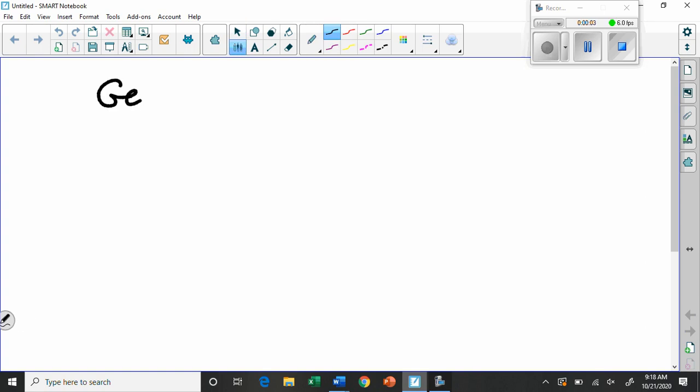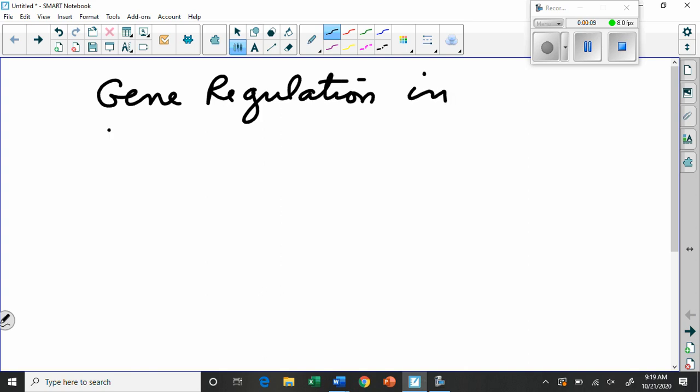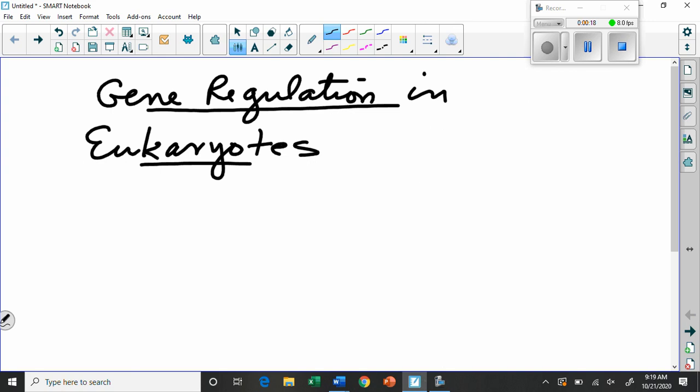All right, gene regulation in eukaryotic cells, or eukaryotes. This works in a very similar way to the prokaryotic one, except that we have to take into consideration that in eukaryotes, the DNA is in a more complex form, right? We actually have these things called chromosomes in eukaryotic cells.